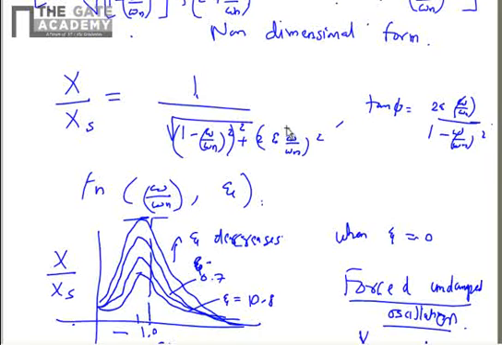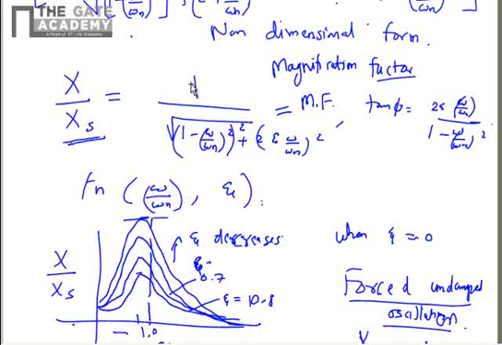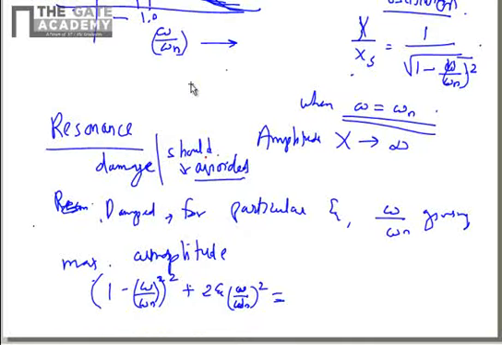Basically the denominator of this function is also known as the magnification factor. So you have a static deflection due to the dynamic forces, that is xs, and your real amplitude will be the magnification factor multiplied by this displacement due to the force alone. It's called the magnification factor. So if the magnification factor is infinity, or x tends to infinity, the denominator has to go to 0.